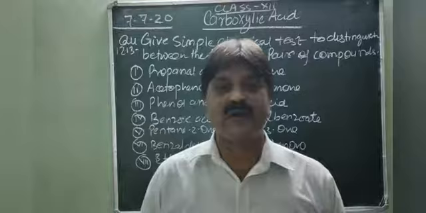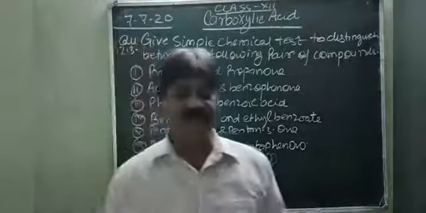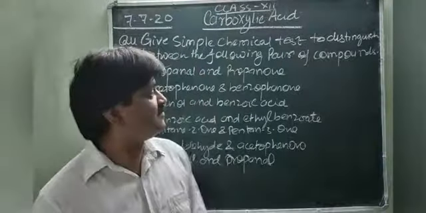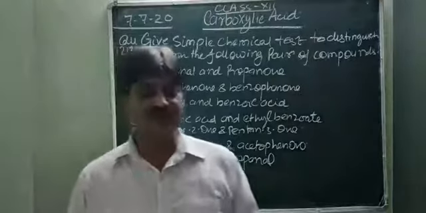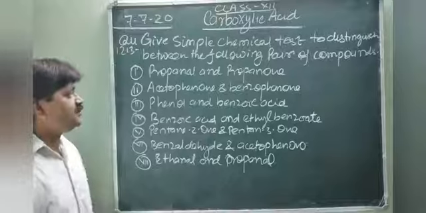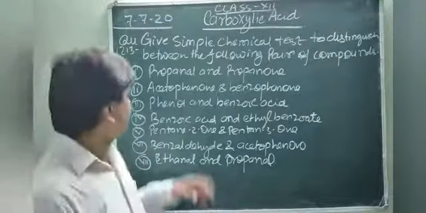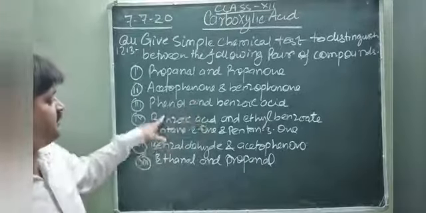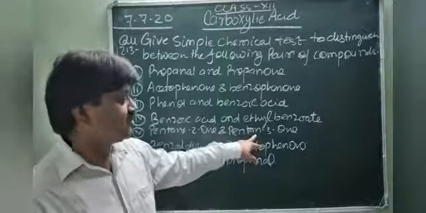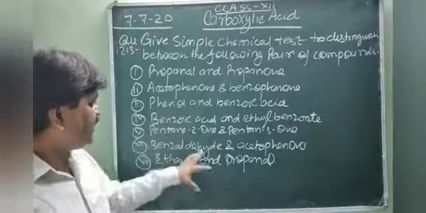So the next question, 12.13, is: give a simple chemical test to distinguish between the following pairs of compounds. I repeat: give a simple chemical test to distinguish between the following pairs of compounds. The pairs are propanal and propanone, acetophenone and benzophenone, phenol and benzoic acid, ethanal and propanal, pentan-2-one and pentan-3-one, benzaldehyde and acetophenone, and ethanol and propanol.